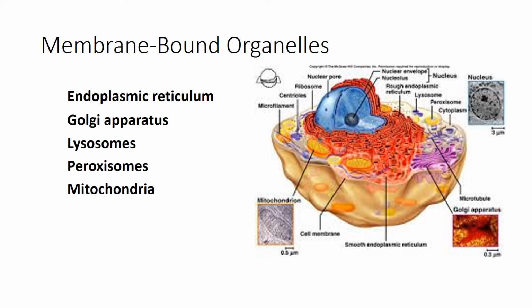All right, so here we'll talk about membrane-bound organelles. And so organelles literally means little organs. And there's many different types, but there's two main categories. We have membrane-bound and non-membrane-bound, depending on if they have a membrane or not. And so the ones that do have a membrane are the endoplasmic reticulum, Golgi apparatus, the lysosomes, peroxisomes, and mitochondria.